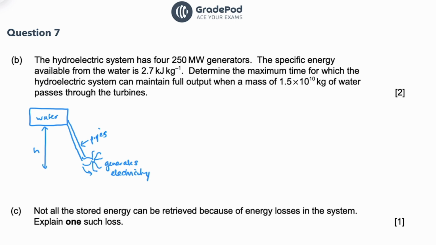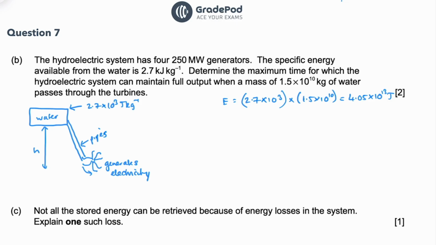And what we're saying is, this water up here, the amount of energy we can get out of water is 2.7 times 10 to the 3 joules per kilogram. And we have 1.5 times 10 to the 10 kilograms of water. So the total amount of energy we can get out of this system is, let's put energy equals 2.7 times 10 to the 3 times 1.5 times 10 to the 10. And that gives us a value of 4.05 times 10 to the 13 joules. That's the total amount of energy that's available to the system using that mass of water.